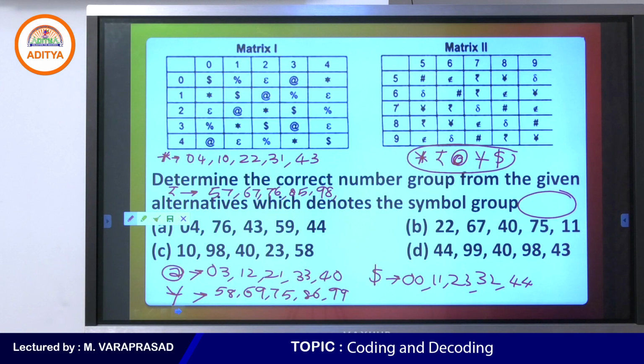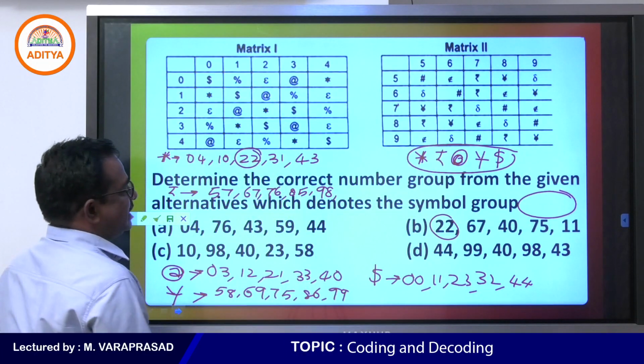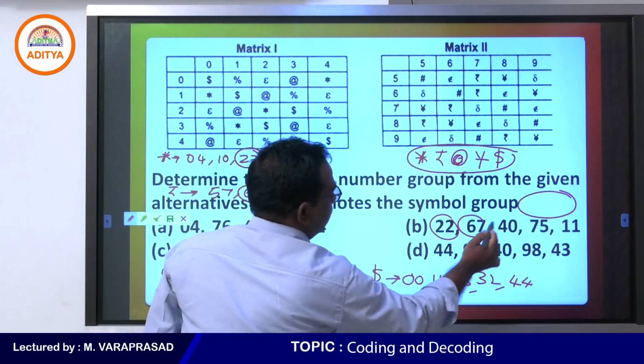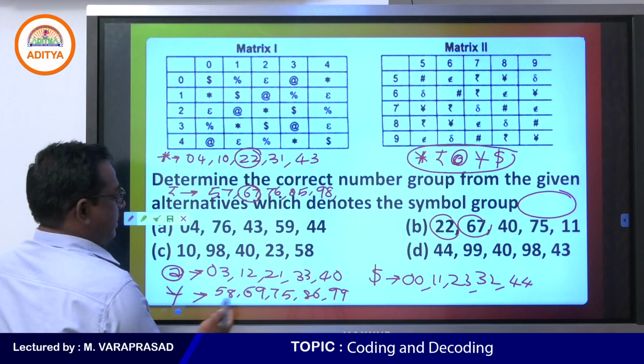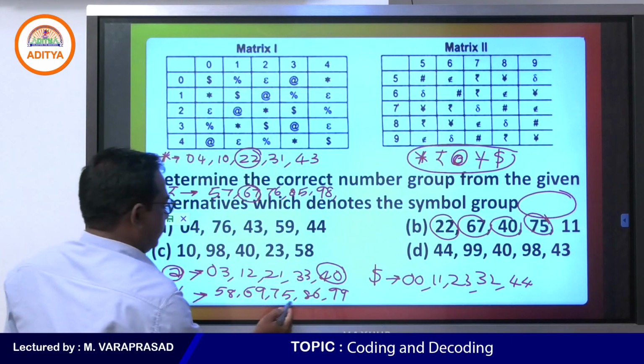Verify the options by using the symbols. Did you get the codes there? Yes. If you take option number B, 22 is there here. Next, 67 is there here. Next 40. Next 40 is there here. Next 75 is there here.